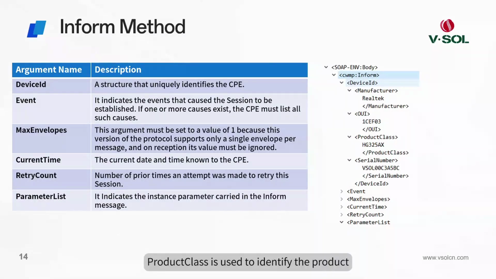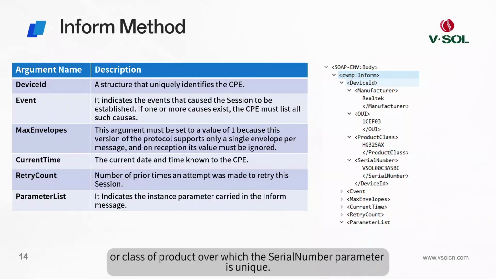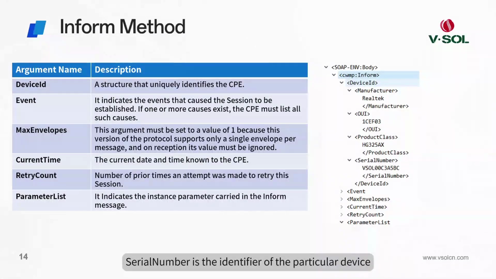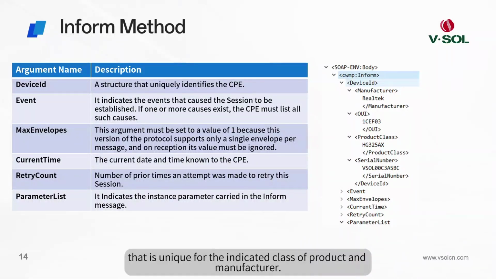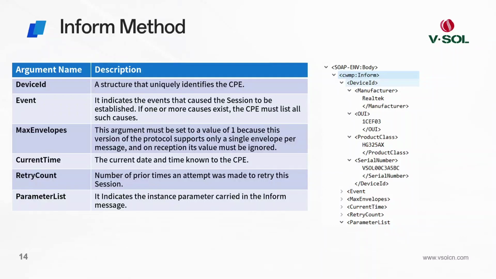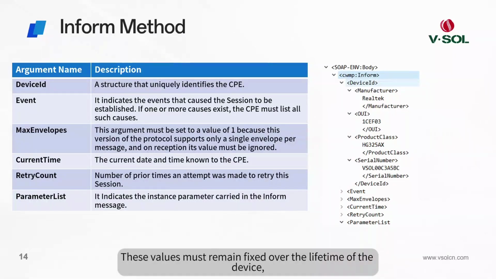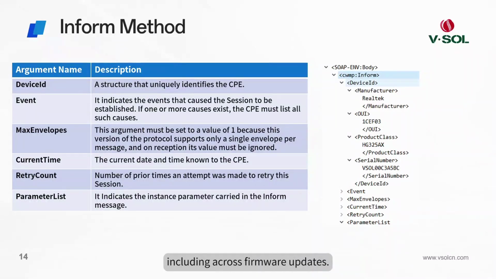Product class is used to identify the product or class of product over which the serial number parameter is unique. Serial number is the identifier of the particular device that is unique for the indicated class of product and manufacturer. These values must remain fixed over the lifetime of the device, including across firmware updates. Any change would indicate that it is a new device.